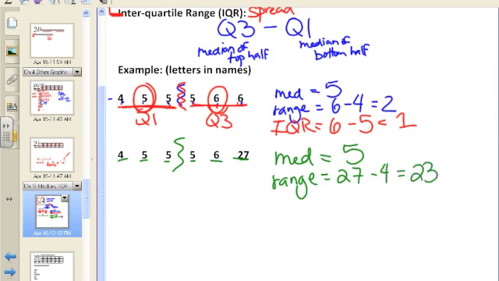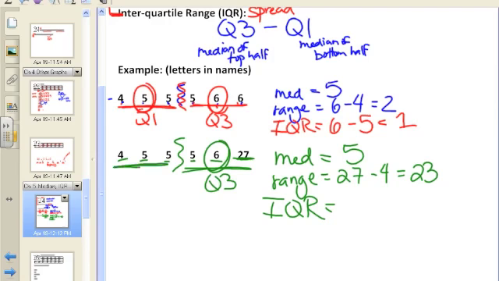Notice again, it's a single number. We're a lot more spread out now according to the range because we have this number that's much, much further away, 27. All right, and for my IQR, I take the top half and I find the middle. That's my Q3. I take the bottom half and I find the middle. That's my Q1.